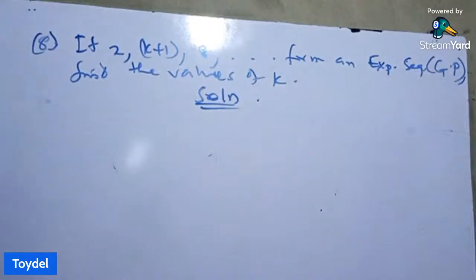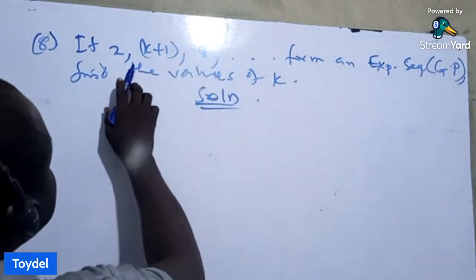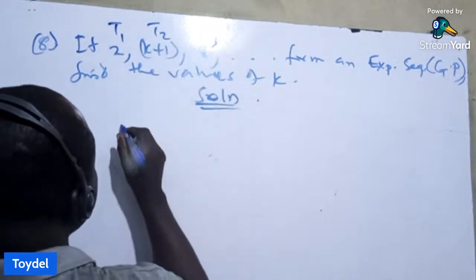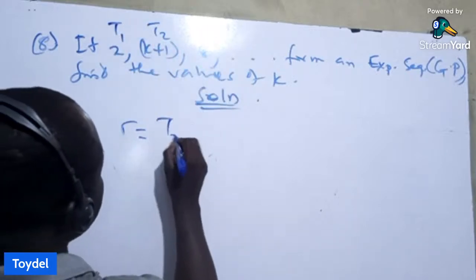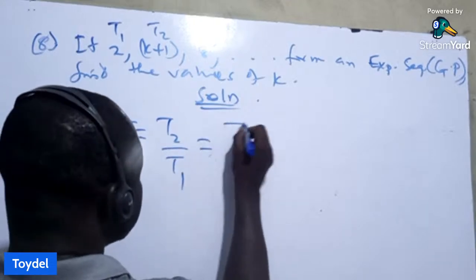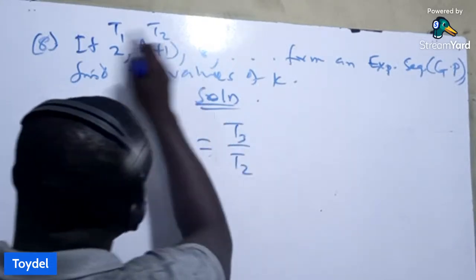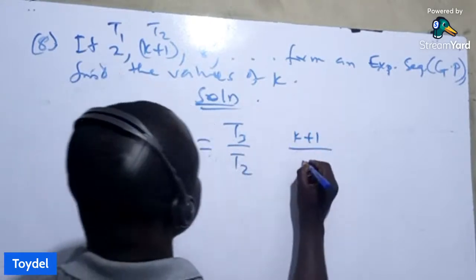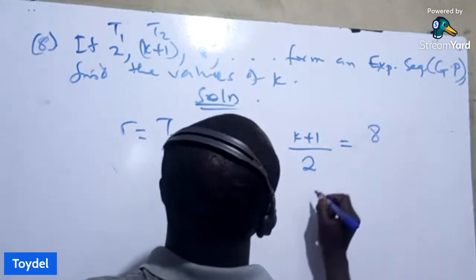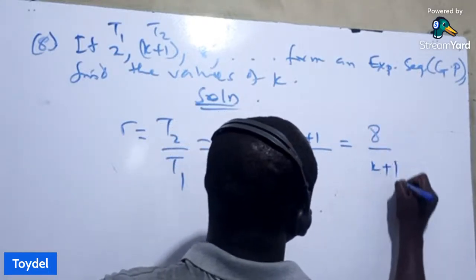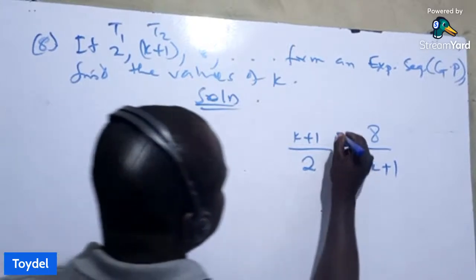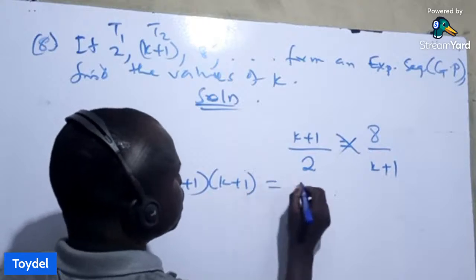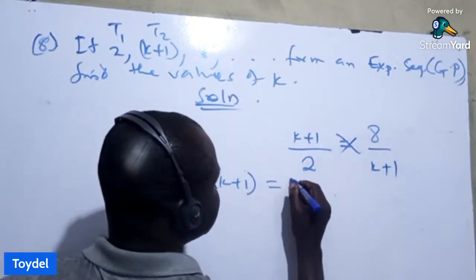To get the geometric mean, this is what I'll do. I'll say this is the first term, this the second term, this the third term. So the common ratio will be T2 divided by T1, which is also equal to T3 divided by T2. T2 is k plus 1 divided by T1 which is 2, and the same thing as T3 which is 8 divided by k plus 1. If I cross multiply, I have k plus 1 multiplied by k plus 1 equal to 2 times 8, 16.